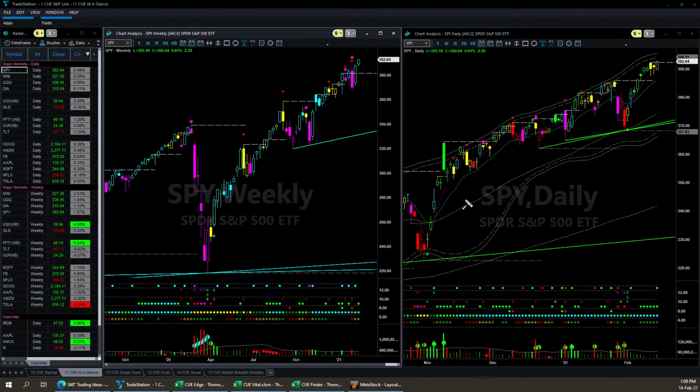SPY is in an uptrend. There is no weakness in daily or weekly. That may be a pattern we see in the other ETFs as well.